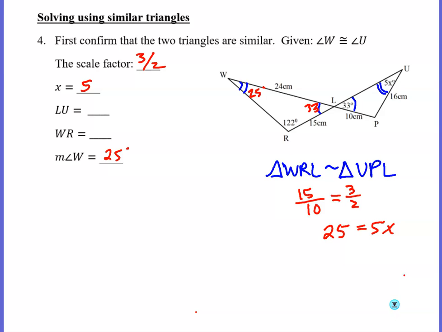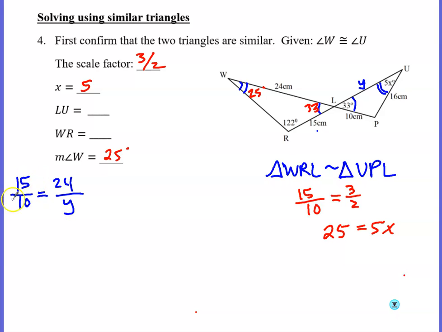So I need LU. If you want to put a variable in here for the meantime, don't use x because we already used x, but if you want to put a new variable to help you, put a new variable. So I can call it y. So we're going to go back to our original relationship, which is I know that 15 went with 10, so I can do 15 over 10 equals, and I'm going to have to use 24 and y, and I'm going to have the 24 on top because I had the 15 on top.